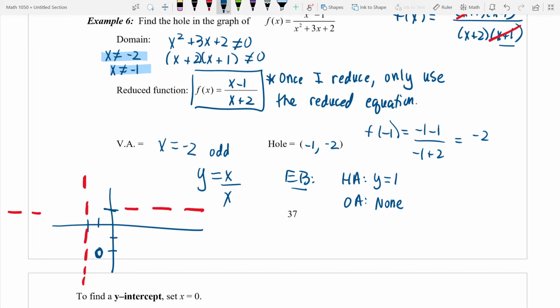The hole will always touch the graph. Say you have a graph like this, guys, look. Actually, I'll just draw it over here. Don't put it on yours. You're never going to have a graph like this, look.